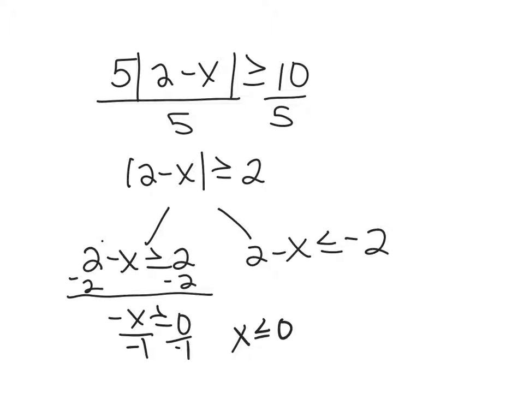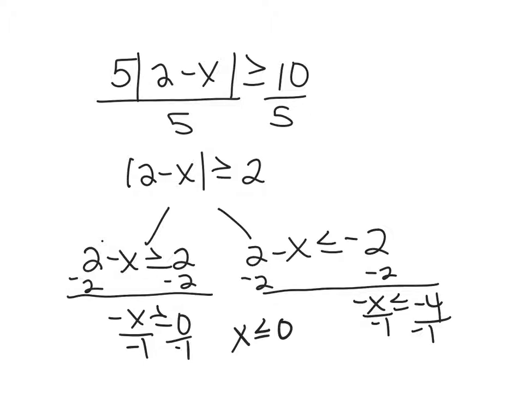Okay. Let's do the other one. We're going to subtract 2 and subtract 2. We get negative x is less than or equal to negative 4. We're going to divide by negative 1 and divide by negative 1, and we get x, change the sign, is greater than or equal to 4.